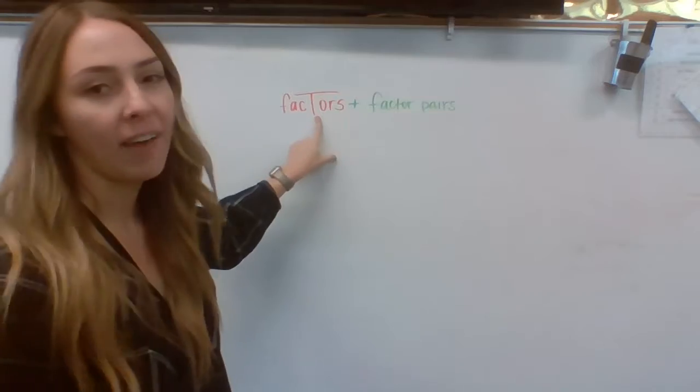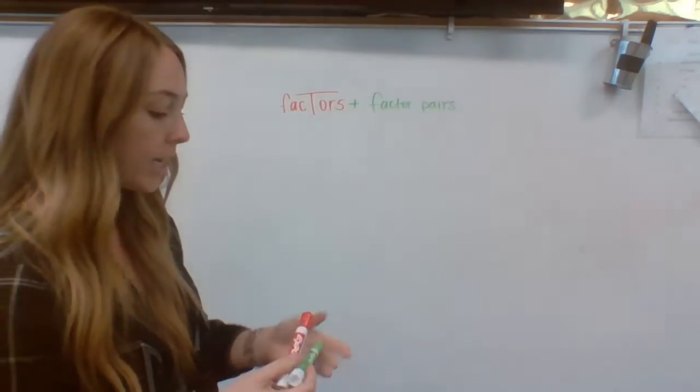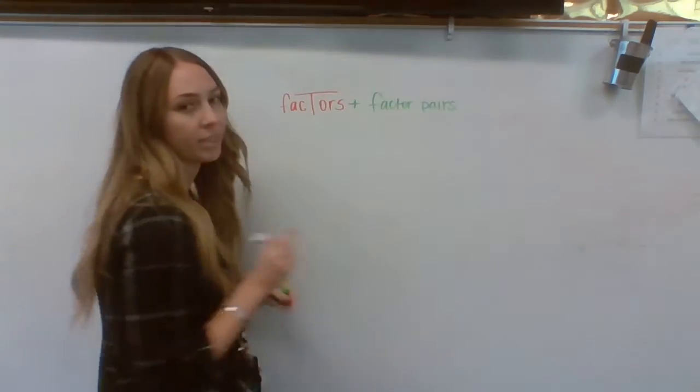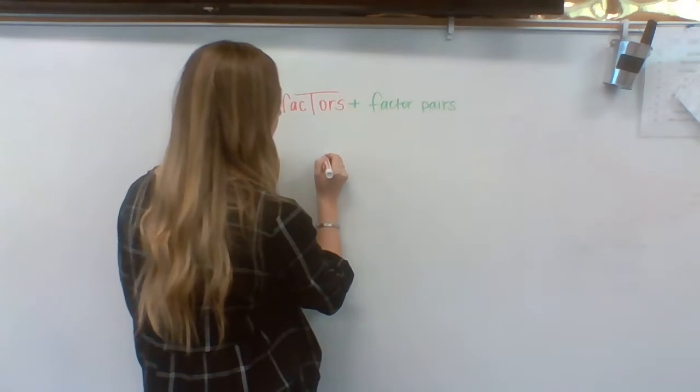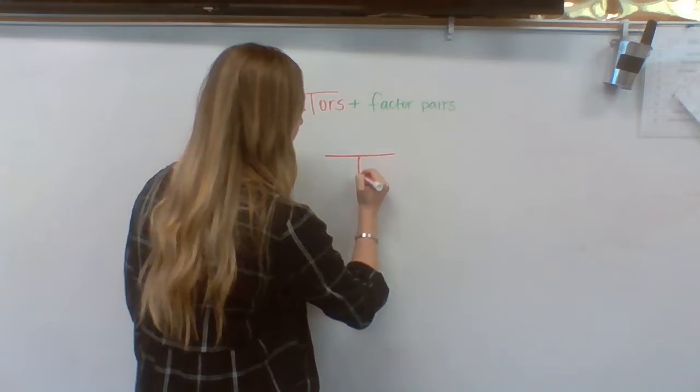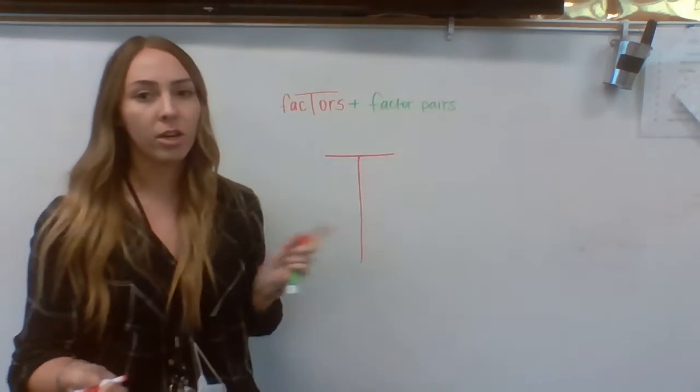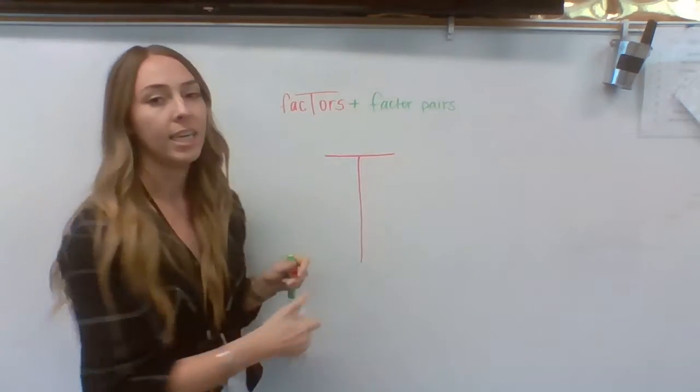You'll notice that the word factors, how I wrote it, the letter T is a whole lot bigger, and there's a reason for that. It's to help you remember what factors are. So immediately when I think of factors, I see that T in the middle, and I'm going to make something called a T chart. It's just a giant T.